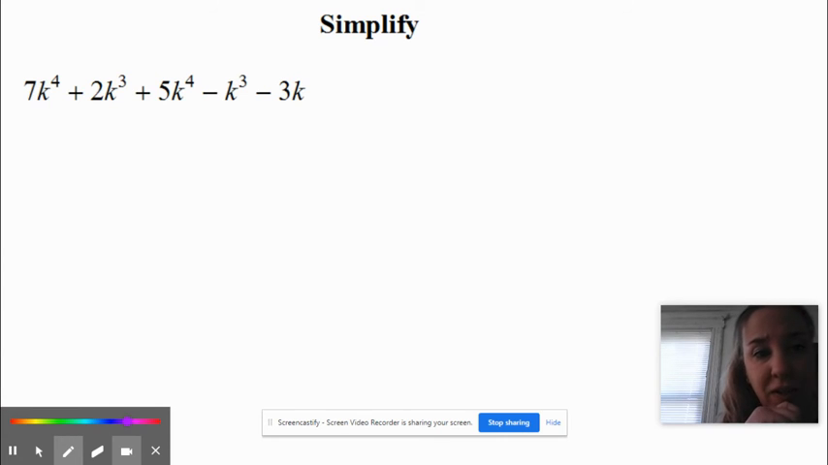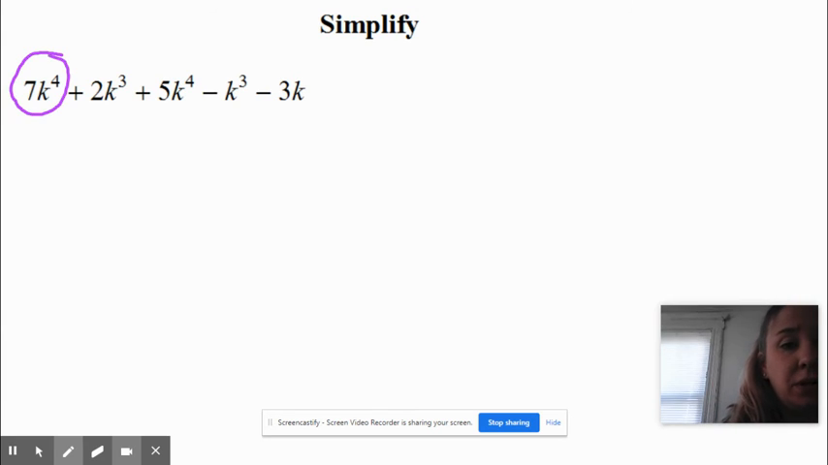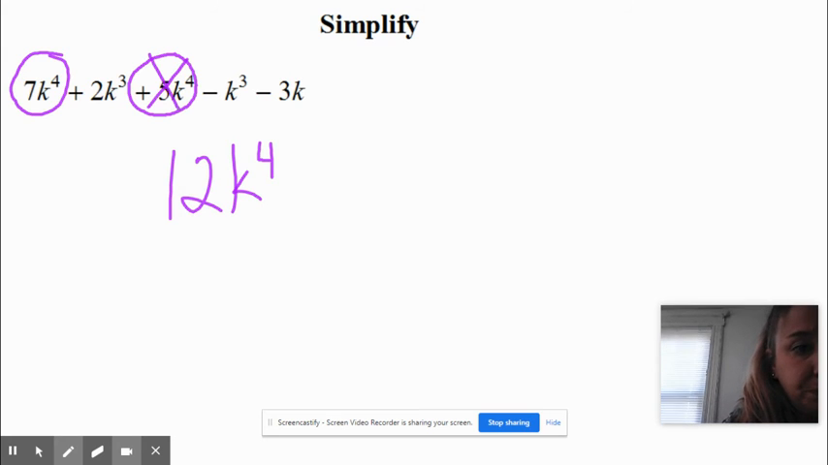All right, so this one, right? What's our highest exponent? Our highest exponent is these 4s. So I've got 7k to the 4th, plus 5k to the 4th. You put them together, you get 12k to the 4th. Now I'm done with those.